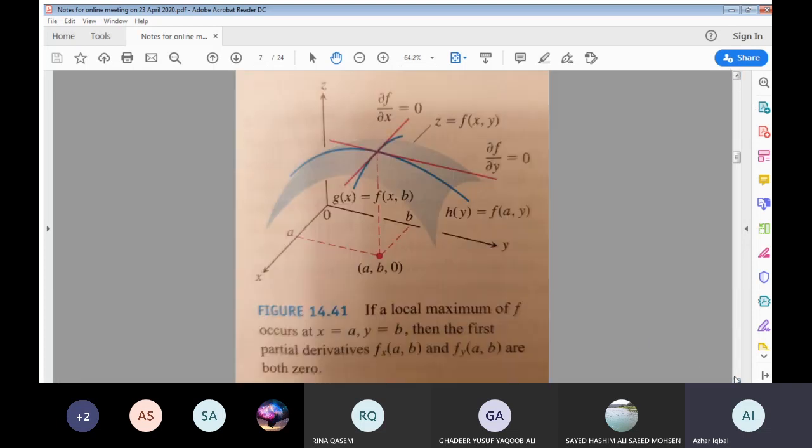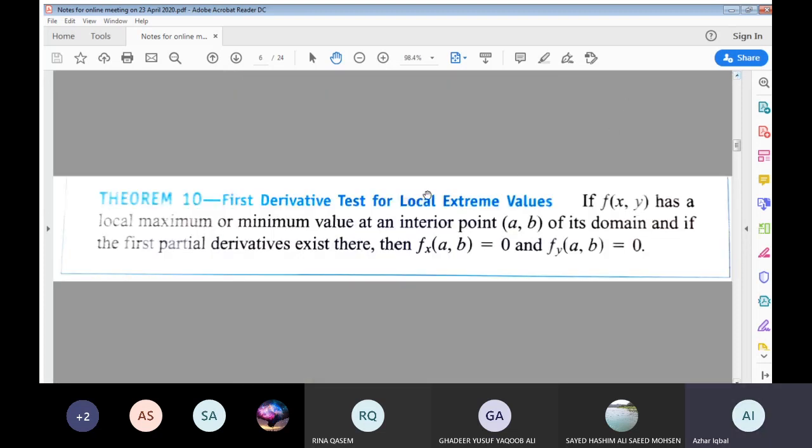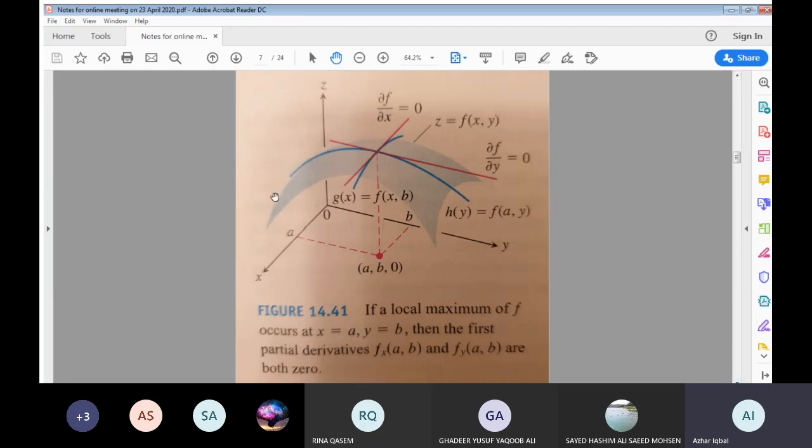So looking at figure 14.41 in your textbook, this is the surface which is plotting this function of two variables, f of x y. This is our surface, the bluish one. This is the given one, z is equal to f of x y.